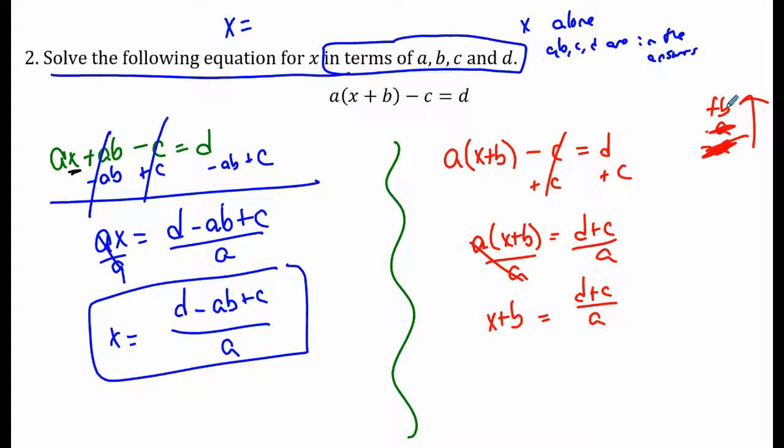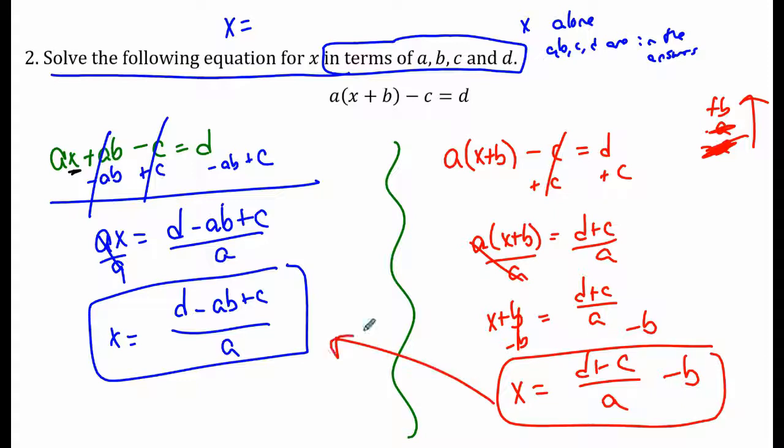How do I undo adding b? I'm going to subtract b from both sides. Except that subtracting b has nothing to do with this fraction here. d plus c all over a, minus b. That answer is equivalent to that one. I can't just slash out those a's there. But I can divide everybody by a, and it ends up looking like this answer here. So these two answers are equivalent. More than one way to solve it. You get the same answer in the end. They just look a little different.